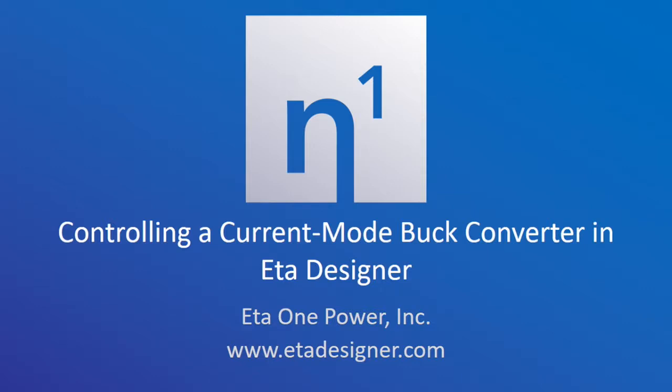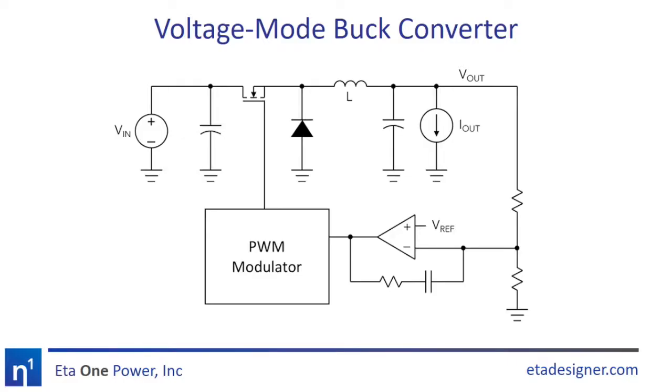Hi, I'm Mike Seaman with Eta One Power, and today I'll show you how to design a current mode buck converter in Eta Designer. Here's a standard voltage mode buck converter. The output voltage is fed through an error amplifier into the PWM modulator, which then provides PWM pulses to the power stage MOSFETs. The pulse width of the MOSFETs is controlled to obtain the desired output voltage.